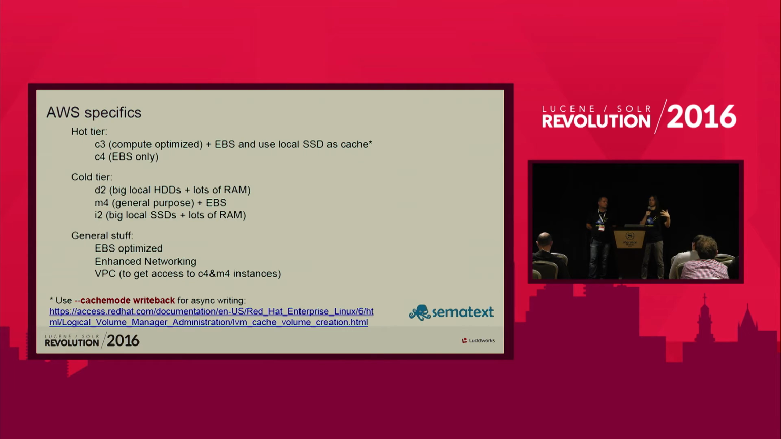But you need a recent enough kernel to be able to support that. So for example, Red Hat 6 doesn't quite get that, but with 7 you do. And finally, to get some of those instances, like the C4s and M4s that I mentioned, you need to be on VPC. So if you're on EC2 Classic, you don't get them.